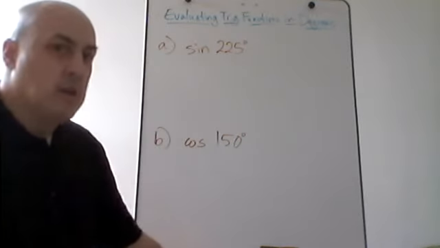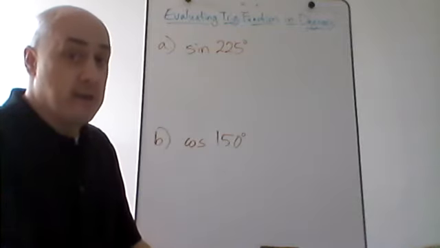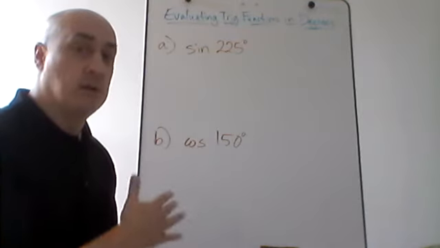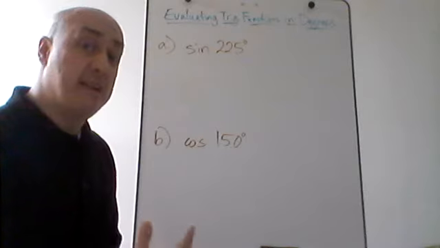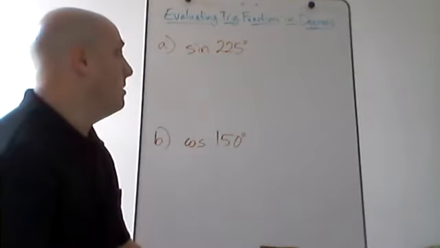Alright, in this video here we're going to talk about evaluating trig functions when our angles are measured in degrees instead of radians. Now I've done other videos where I talked about how to evaluate trig functions when we had radian measures. Here we're going to talk about degrees. So the first one we're going to have here is sine of 225 degrees.